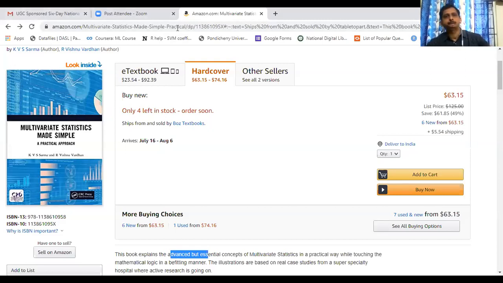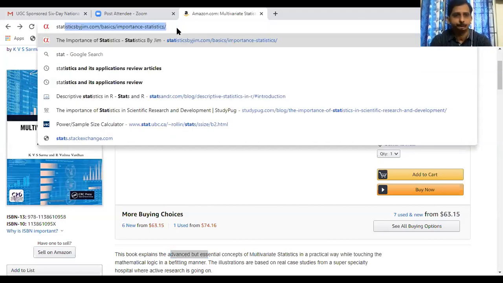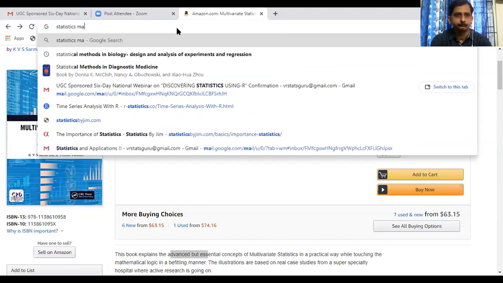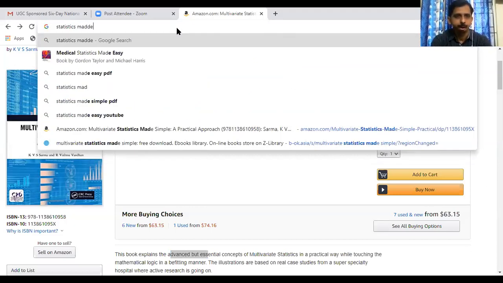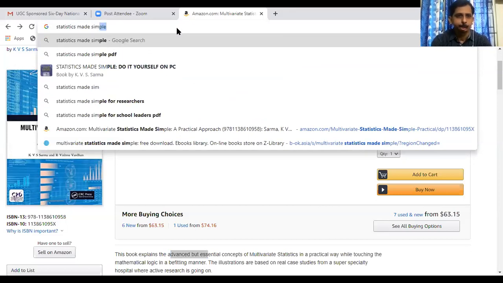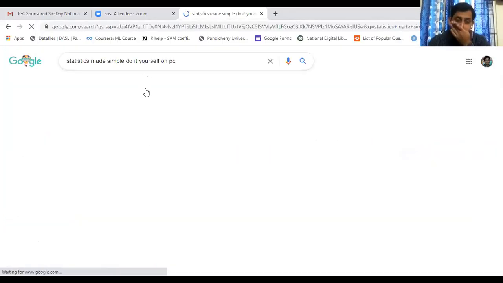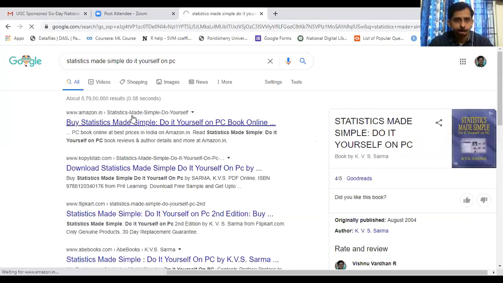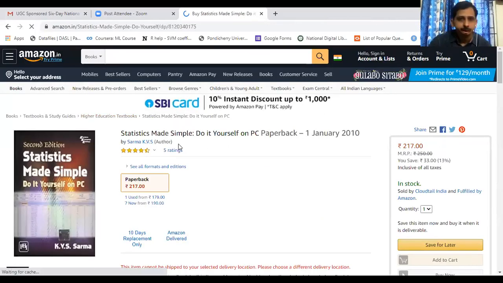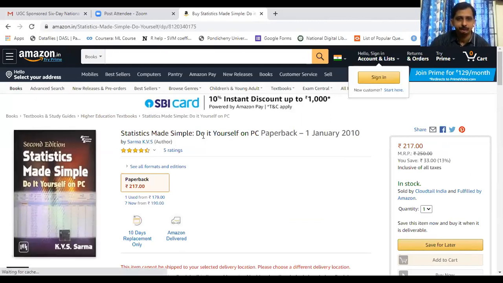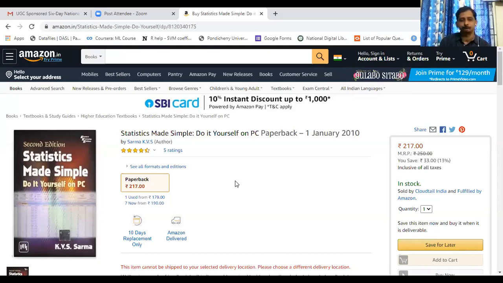And there is one more textbook for univariate. This is my professor's first book, Statistics Made Simple, Do It Yourself on PC. The book which I have shown now is the extension. This book covers all the univariate approach. The next book covers all the multivariate approach.